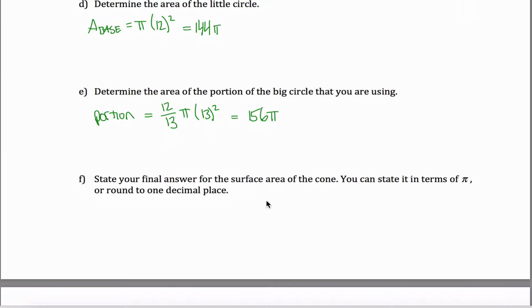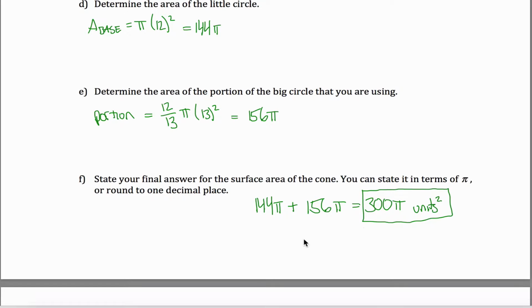So state your final answer for the surface area of the cone. Well, it's 144 pi plus 156 pi. And that's going to end up being a really nice number, I think. That's 300 pi, yeah? Yeah, cool. And I guess these would be units squared, although I don't care all that much. 300 pi is fine. So I guess that's the end of the cone problem.